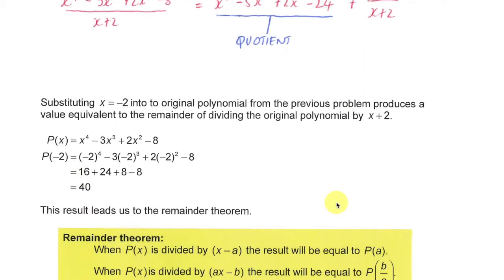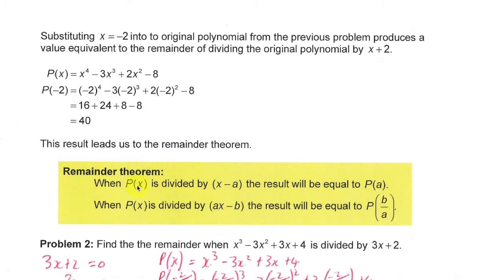And this leads us into the remainder theorem. If we've got p of x, and it's divided by x minus a, then when we evaluate p of a, that will be the remainder. In the same way, if I've got the polynomial p of x, and we divide it by some linear factor, ax minus b, then the remainder will be equal to the substitution of b on a into that polynomial.